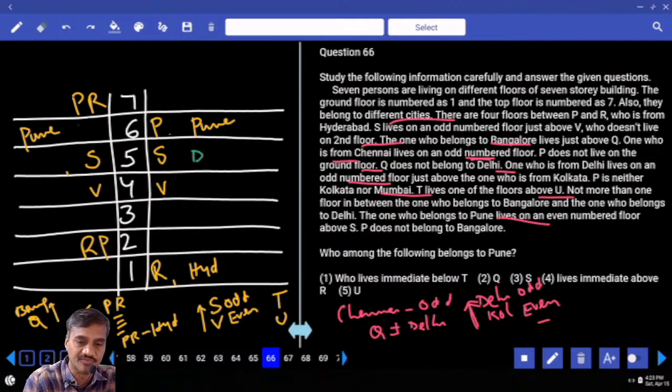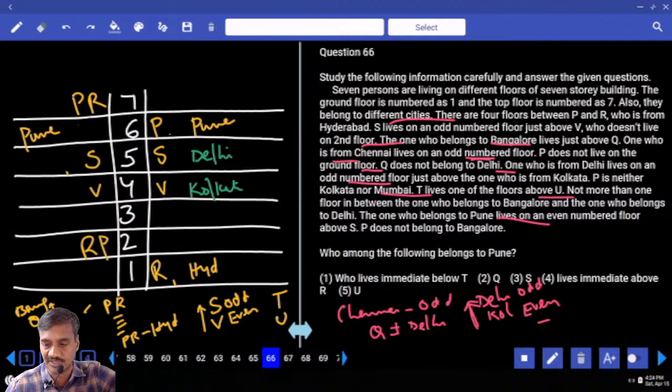Now Delhi must be on the 5th floor. Then where is Kolkata? Kolkata must be on the 4th floor. Now Delhi and Kolkata are on these two places.